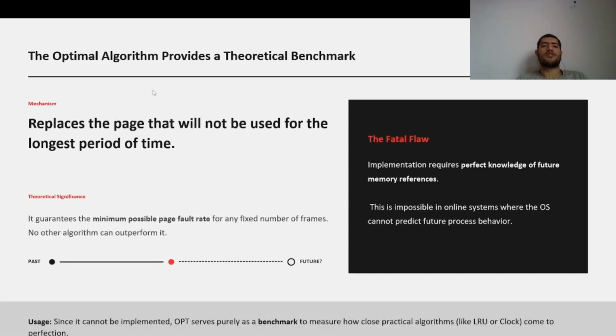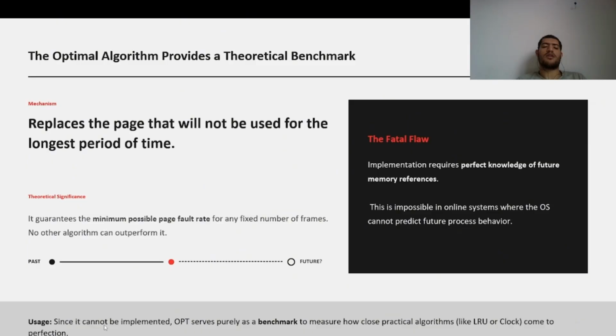Second, the optimal algorithm. The optimal algorithm provides a theoretical benchmark. Its mechanism is to replace the page that will not be used for the longest period of time. Theoretical significance: it guarantees the minimum possible page fault rate for any fixed number of frames. No other algorithm can outperform it. The fatal flaw: implementation requires perfect knowledge of future memory references. This is impossible in an online system, where the operating system cannot predict future process behavior.